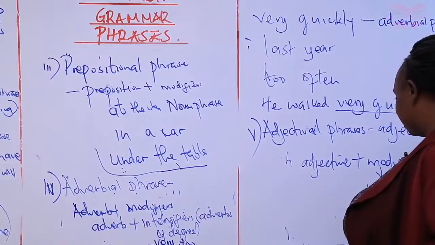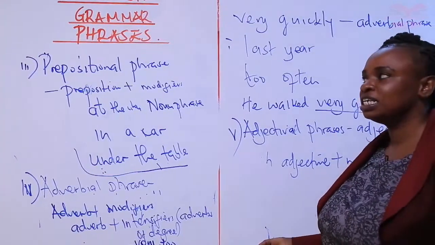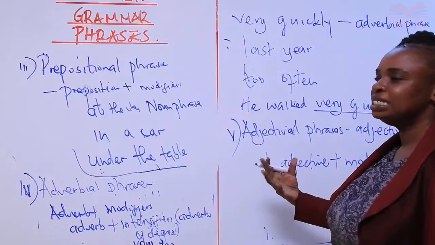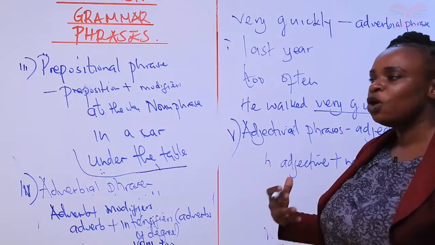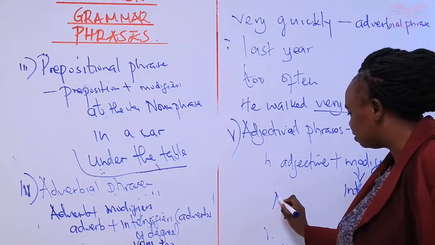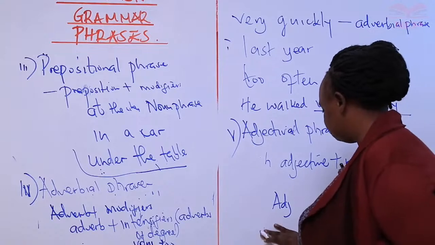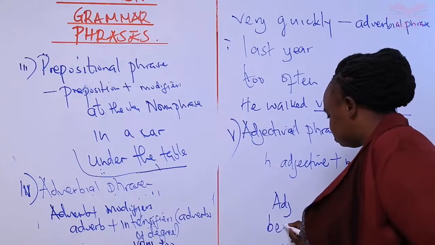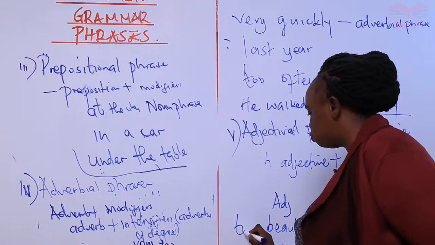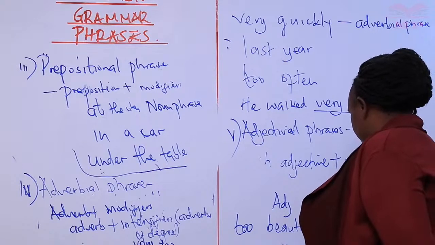Remember, an intensifier is not a new word. It's just an adverb of degree. But now it tells us to what extent, to what degree. All right, that's why we call them intensifiers. They tell us the intensity of an action. So here we have maybe an adjective like beautiful. So we add an intensifier to it, then it becomes what? An adjectival phrase.